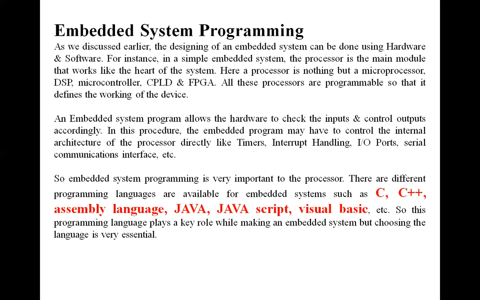So remember, embedded system programming is very important to the processor. There are different types of programming languages available for embedded systems, like C, C++, assembly level language, Java, JavaScript, or Visual Basic.